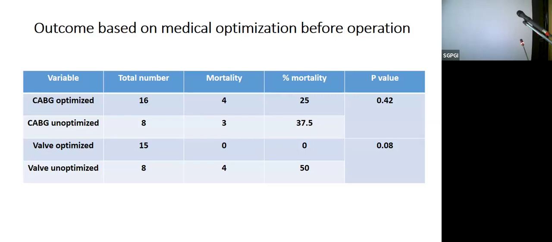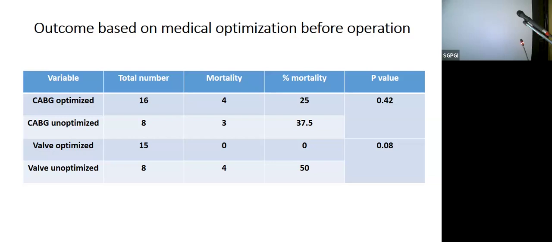But if you see, the numbers are promising. Of total optimized patients, 16, mortality was 4 for CABG. For CABG unoptimized patients, number 8, the mortality was 3. So if you see the percentage, of course, optimized is better. But because the sample was very small, the significance is not reflecting. So for significance, we need larger samples, larger studies.